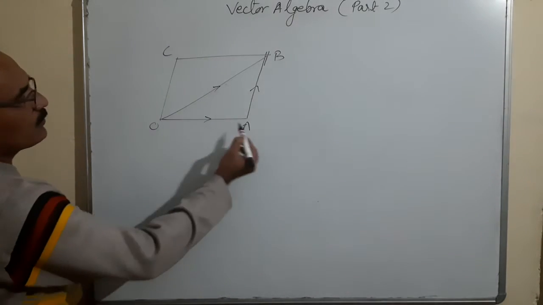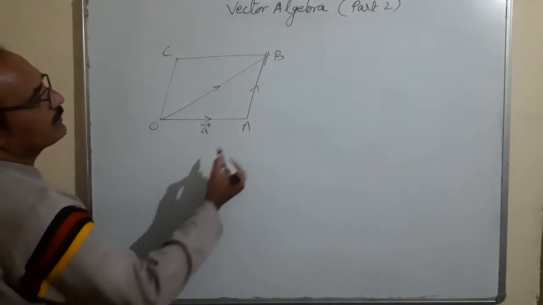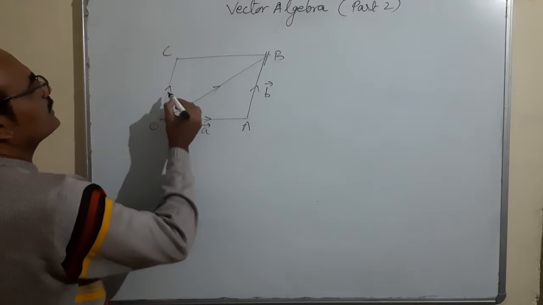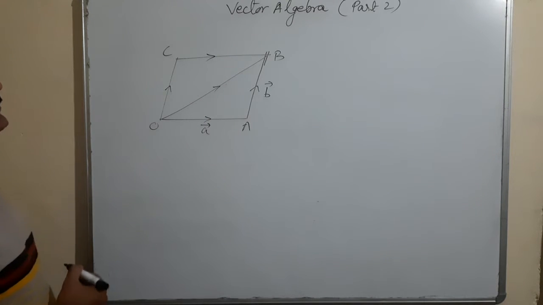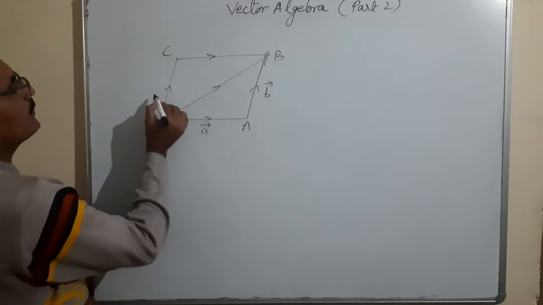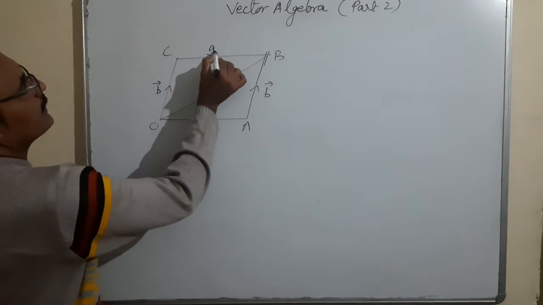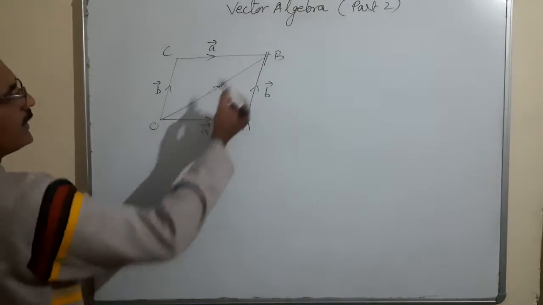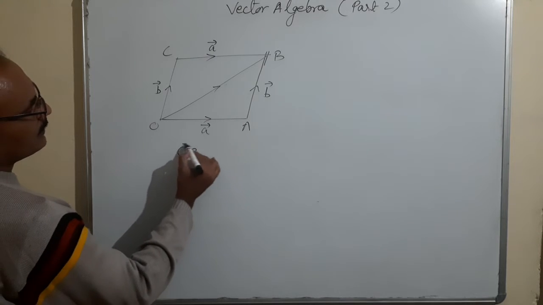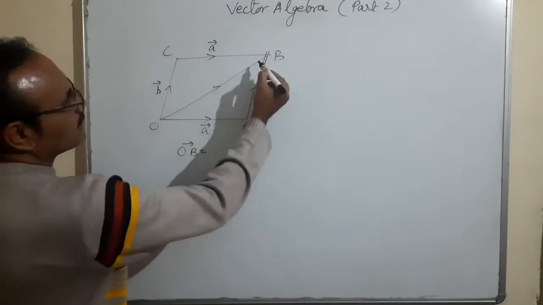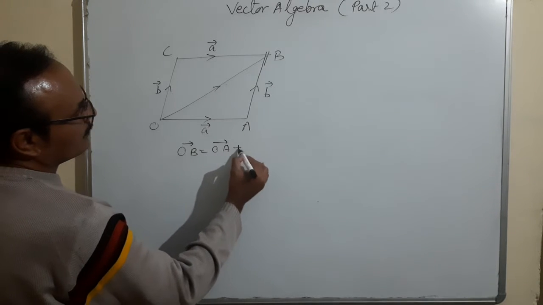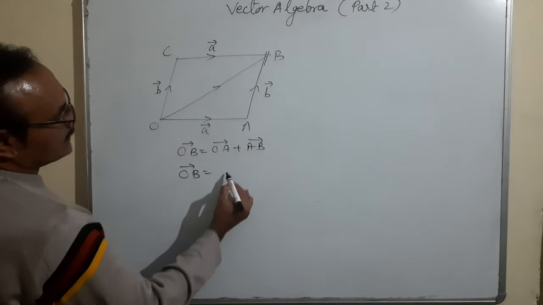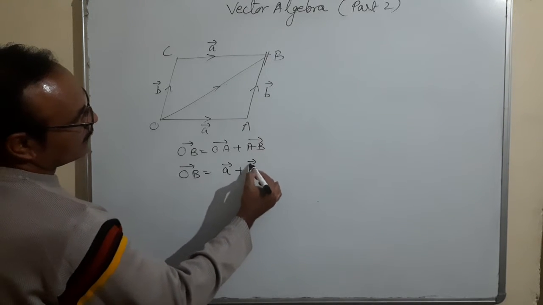Suppose the vector OA is equal to vector a, and AB is equal to vector b. This is OC and CB. So this is vector b, and this is vector a, because in a parallelogram opposite sides are equal and parallel. Here I write vector OB is equal to OA plus AB, that means vector OB is equal to vector a plus vector b.